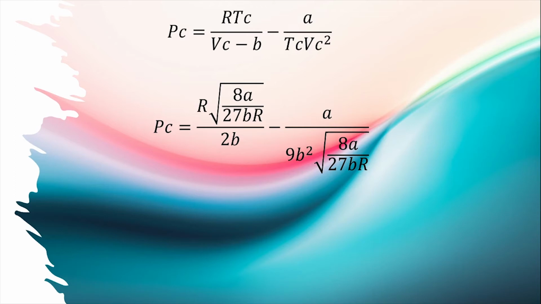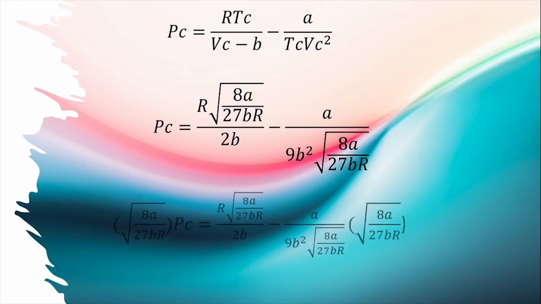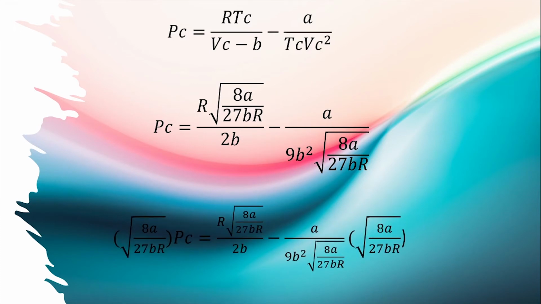Then I just switch here so that it would be easier to understand. This is just the same, but 3b squared is 9b squared. Then substitute the Tc value. And then what we're going to do next is multiply on both sides the critical constant of temperature, which is the square root of 8a divided by 27bR.